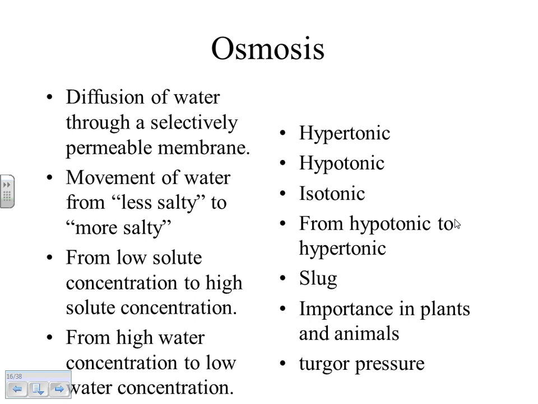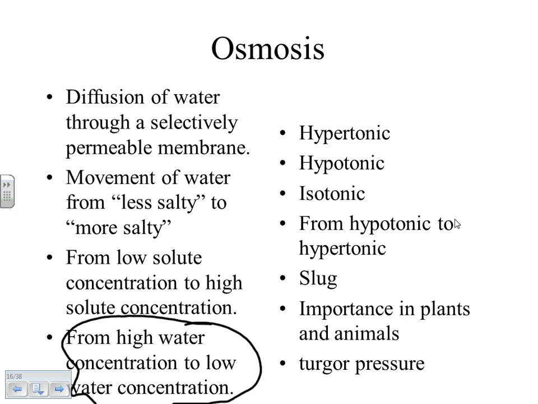Another topic that we want to mention here is osmosis. Osmosis is the diffusion of water. And sometimes we'll say it's the diffusion of water through a selectively permeable membrane. And oftentimes, since it's a type of diffusion, it's the movement of water from higher concentration of water to lower concentration of water. But oftentimes that's not the way we talk about it.